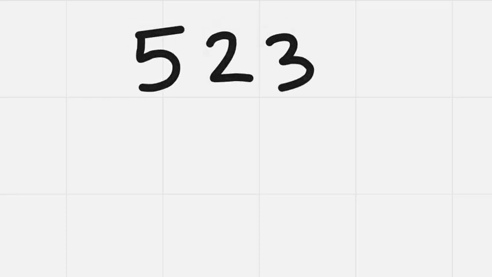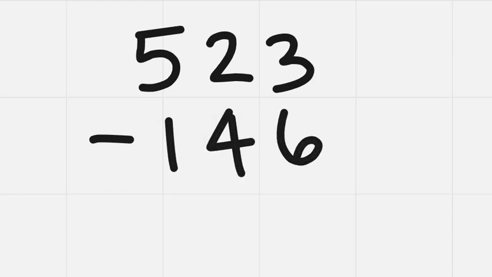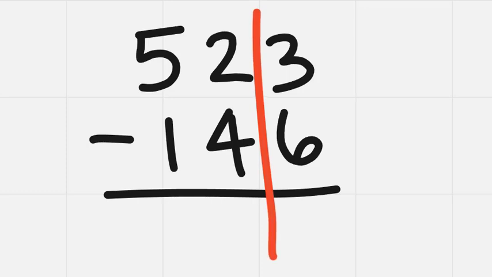523 minus 146. We're going to subtract this problem together. Please remember that when you write down a problem, it is important to make sure that your place values are lined up correctly. We subtract one place value at a time.